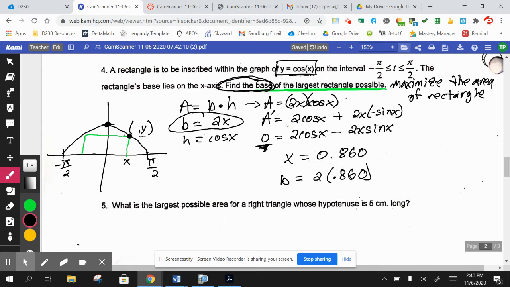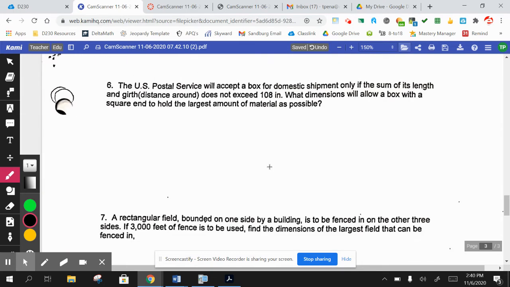All right, next problem. We're going to skip 5 altogether, so don't worry about that one at all. 6 and 7, though, definitely will help you with the assignment.